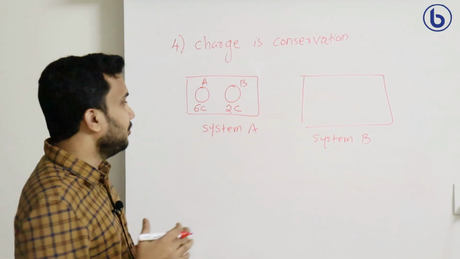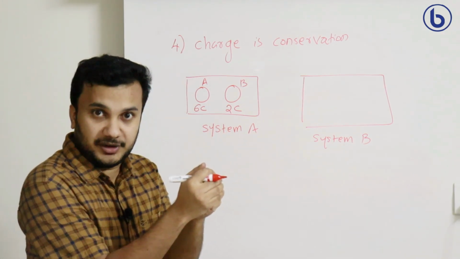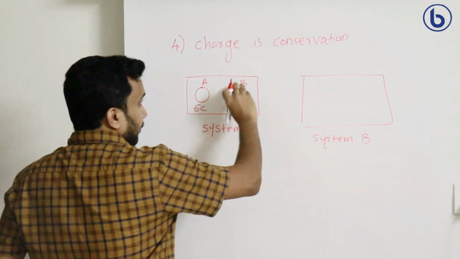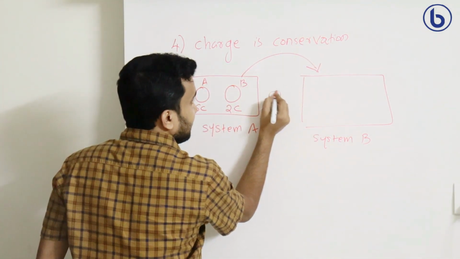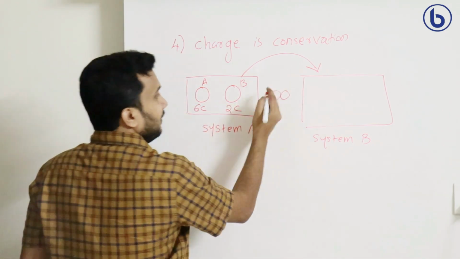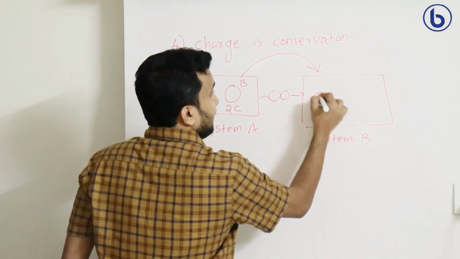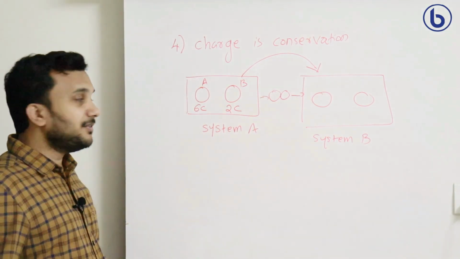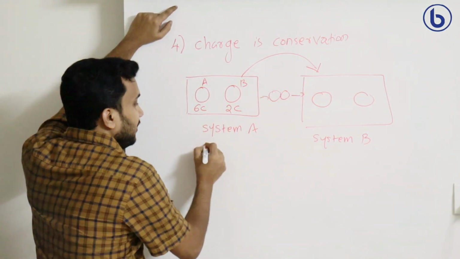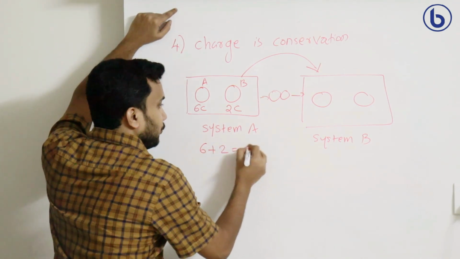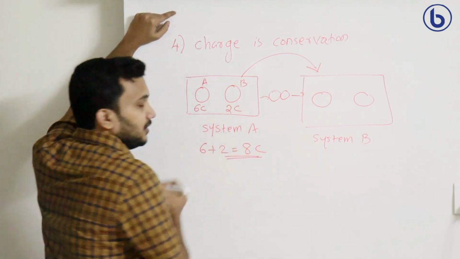Now what I am going to do is connect these two bodies. If I am going from system A to system B, in between, I am connecting these two bodies and then separating them. If I am separating them, what will happen? What will the total charge be here? You will say 6 plus 2, which is equal to 8 coulomb is the total charge.